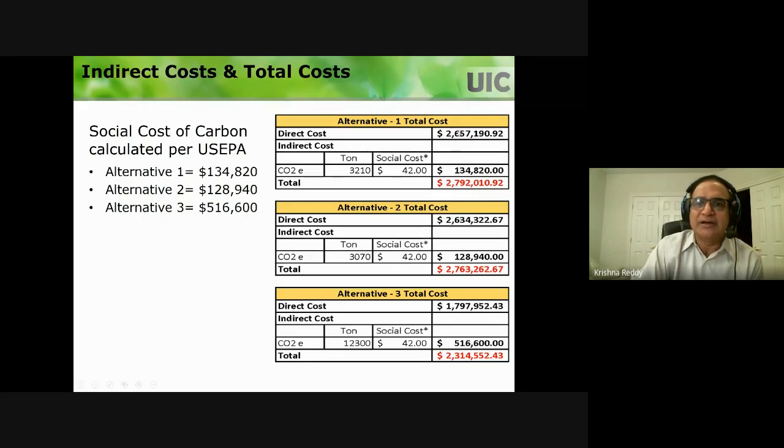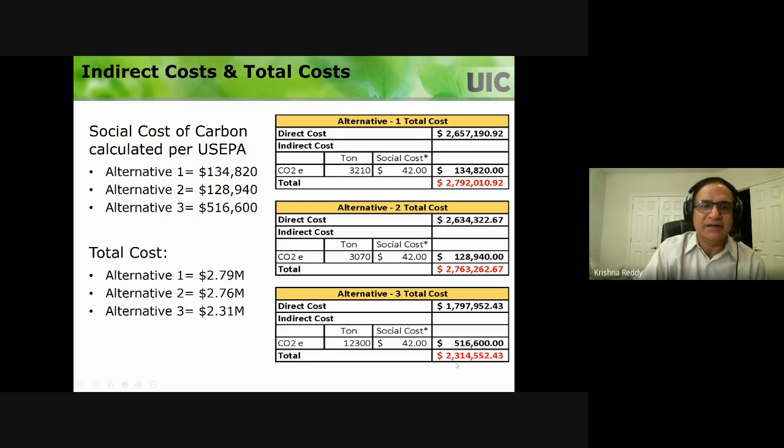So this is the direct cost, but because you are emitting the greenhouse gases, there are going to be costs associated with that. So you add them together, and you're going to get the cost here. The cost of carbon here is less, the cost of carbon here is less, but the cost of carbon here is very high. And if you include the cost of carbon, the costs of all of them are comparable.